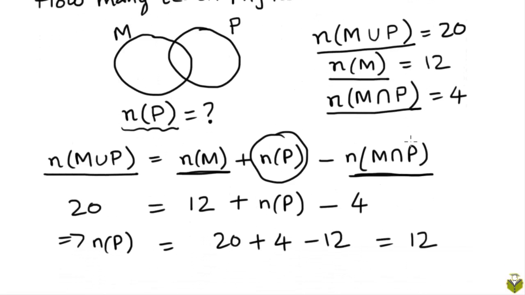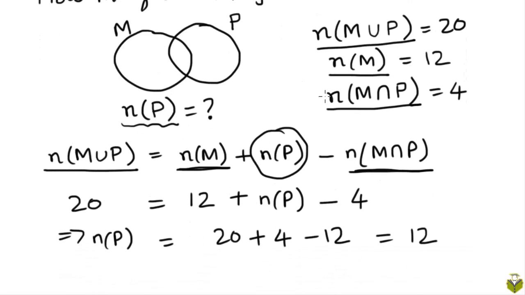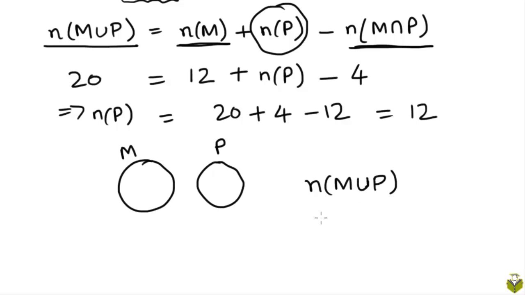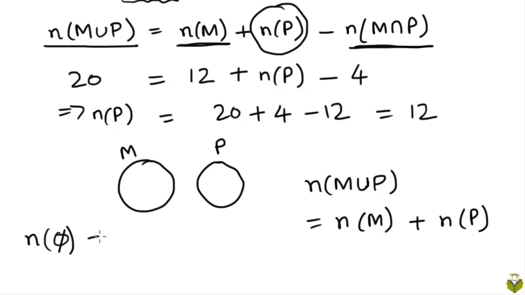By the way, if these two sets had been disjoint, that is, if there had been no teacher teaching both math and physics, then they would have looked like this. And when we have two disjoint sets, we can calculate the number of elements present in their union by just adding the number of elements in the individual sets, because their intersection is the empty set, so the number of elements in their intersection is 0. In general, the number of elements in the empty set is 0.